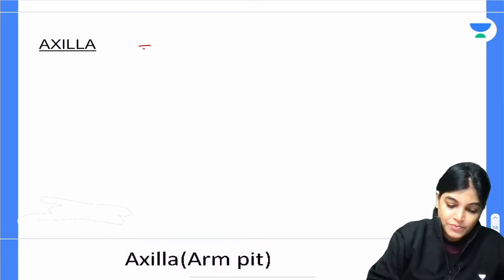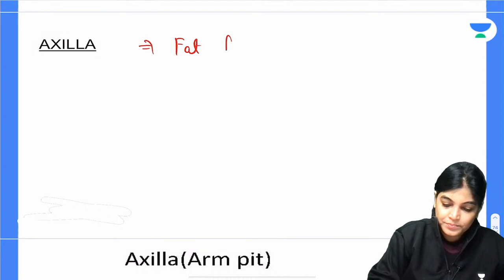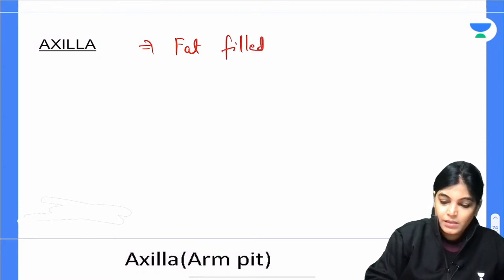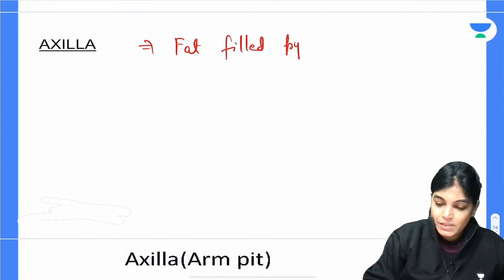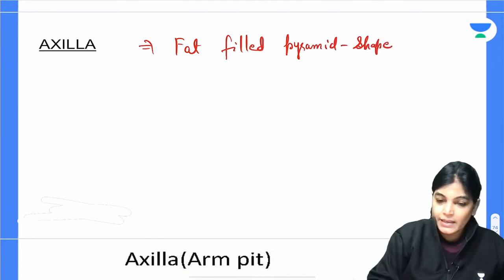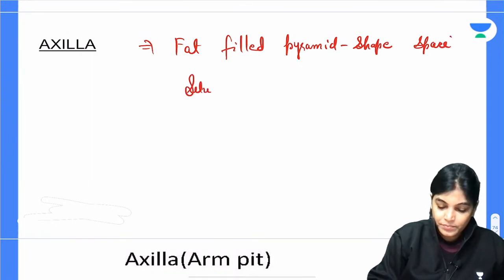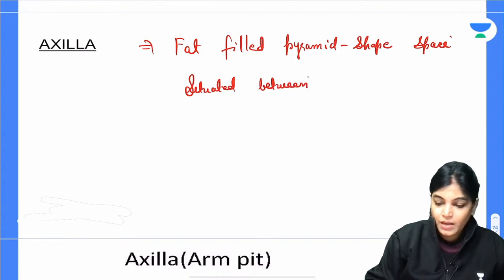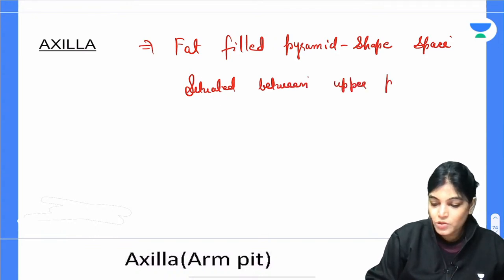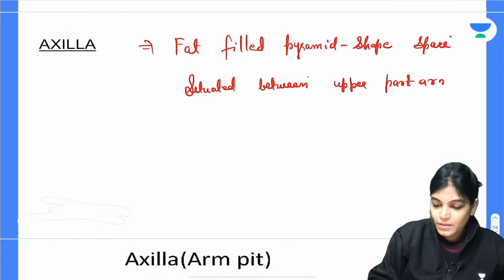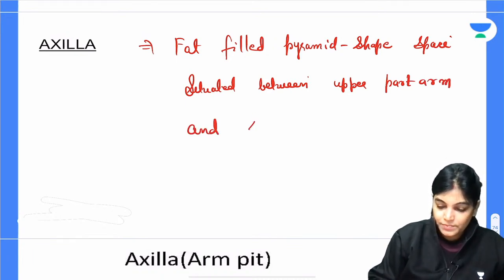So it is a fat filled space, a pyramid shape space, and exactly this pyramid shape space is located between the upper part of the arm and the side of the chest wall.